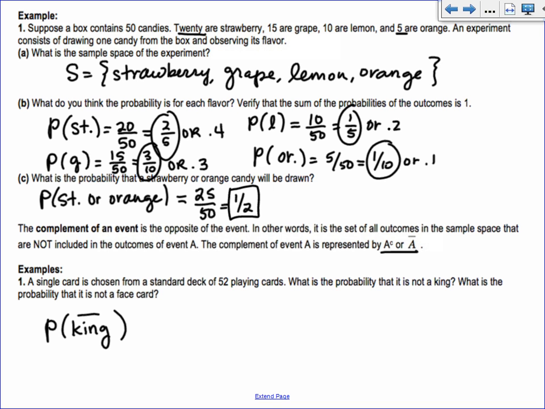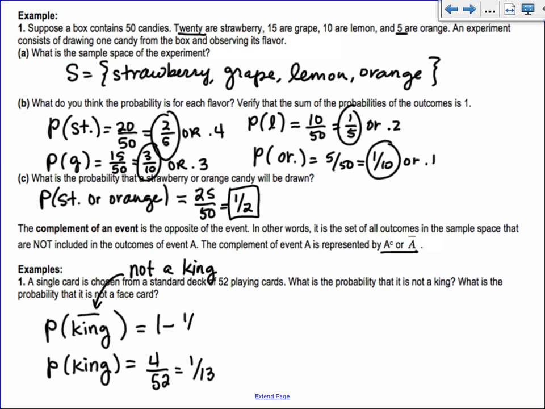So we would do "not a king" like that. Well, it might be most useful to find the probability that it is a king first. The probability that it is a king would be, there are 4 kings out of the 52, which is 1 out of 13 if you reduce. So the probability that it is not a king is going to be the rest of the probability. So 1 minus 1/13, which ends up being 12 out of 13.